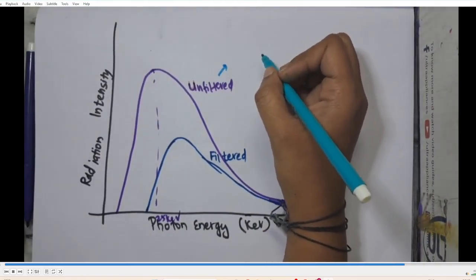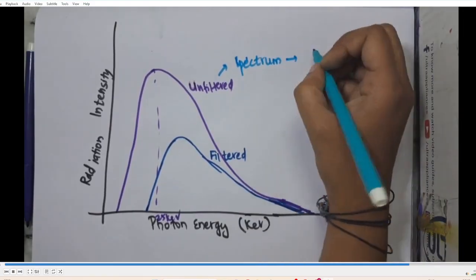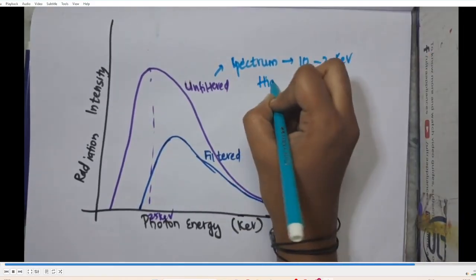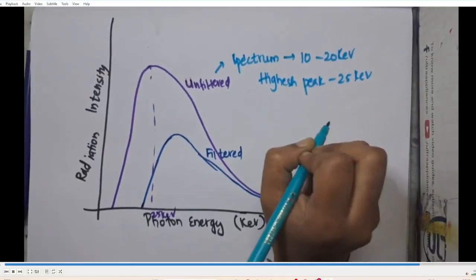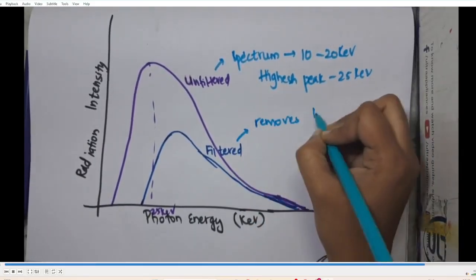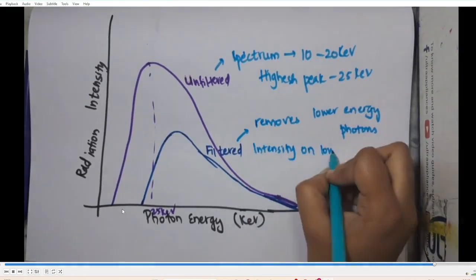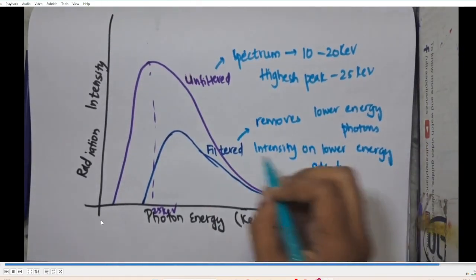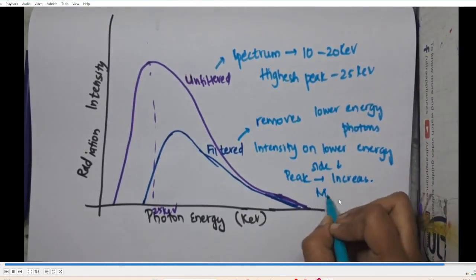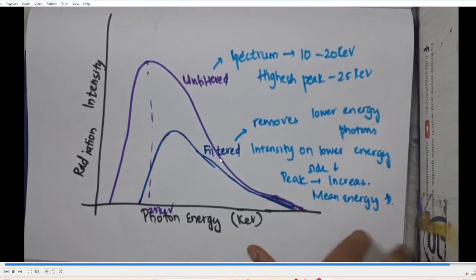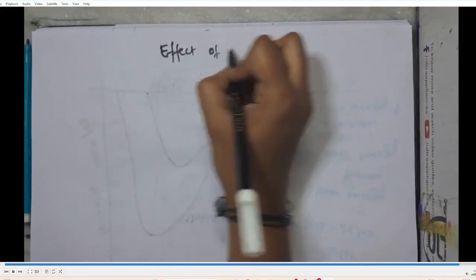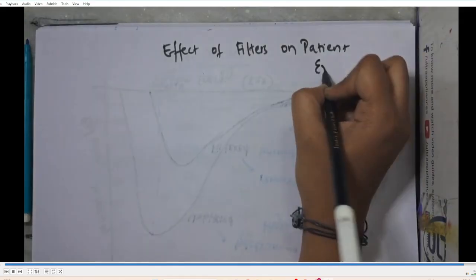So the unfiltered X-ray beam spectrum is around 10 to 20 kilo electron volts with the highest peak at 25 kilo electron volts. Filtration removes lower energy photons. Intensity also decreases on the lower energy side and the peak shifts higher, so mean energy increases. So this is about the filter thickness.